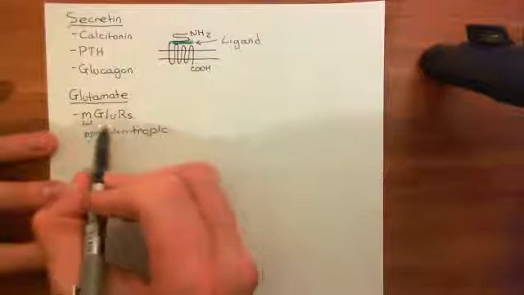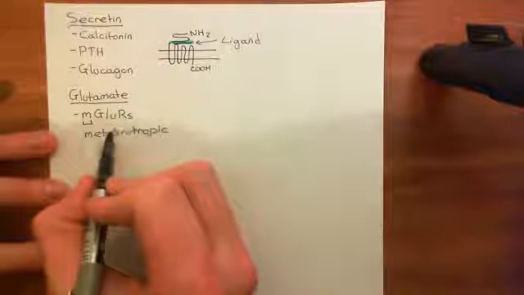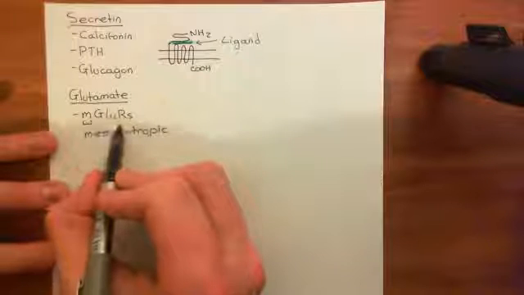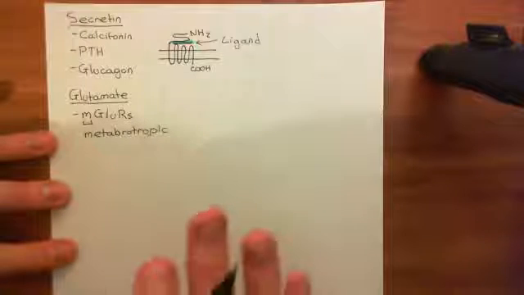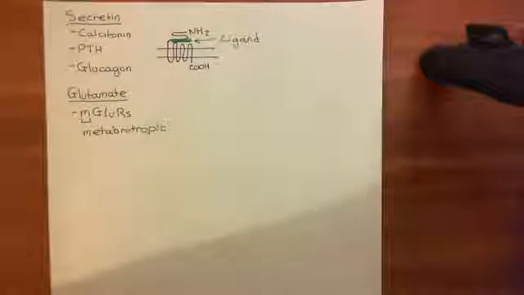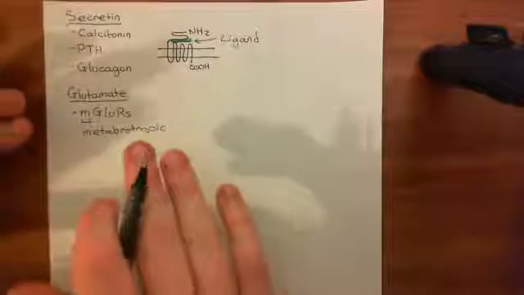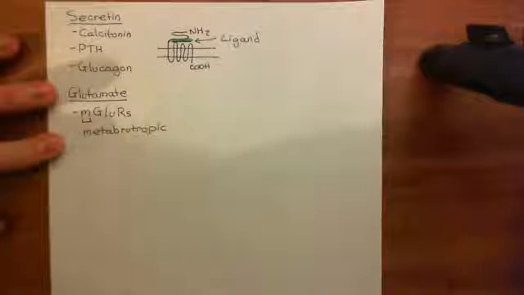Those of you who know anything about glutamate receptors will know that glutamate receptors are not usually G protein coupled receptors. The main glutamate receptors, and I'll put that main in quotation marks, are not metabotropic glutamate receptors. They are instead ligand-gated ion channels.